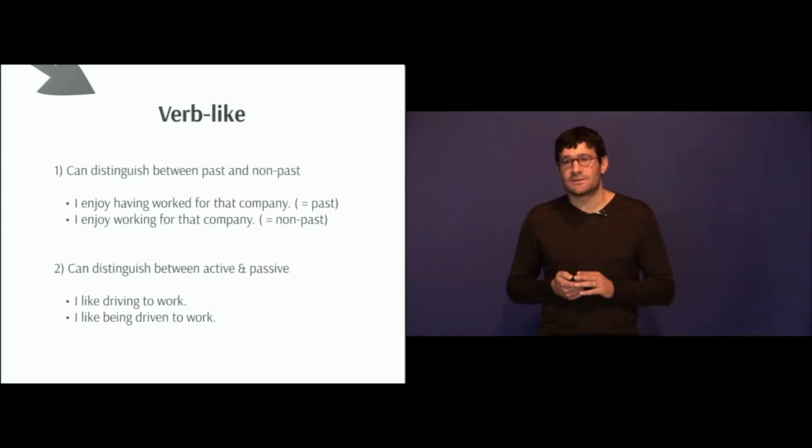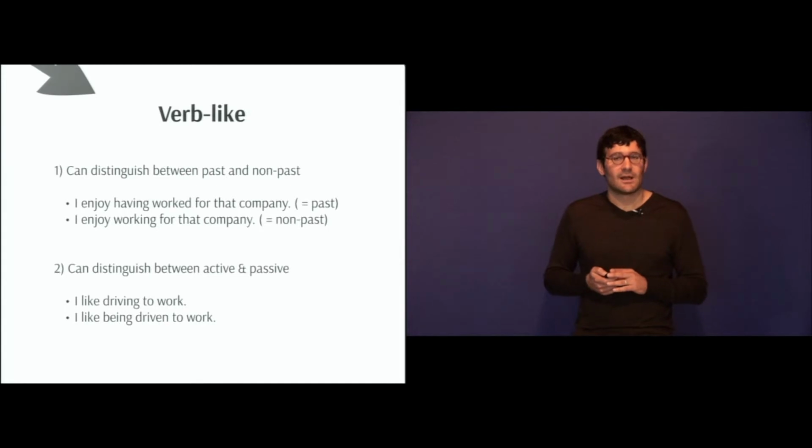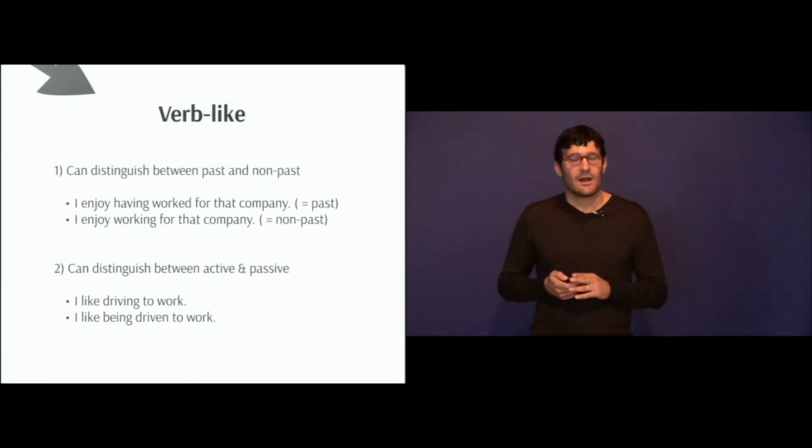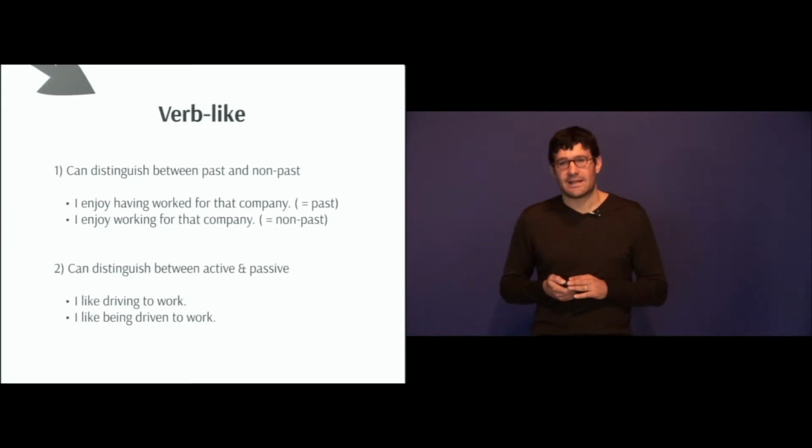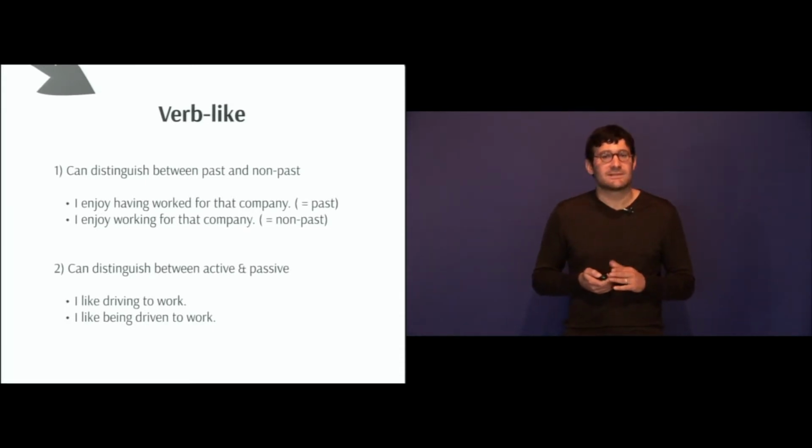A gerund can also distinguish between active and passive. I like driving to work. I am the one who's doing the driving. I like being driven to work. In that sentence, I'm not doing the driving, but somebody else is doing the driving. They're driving me to work.